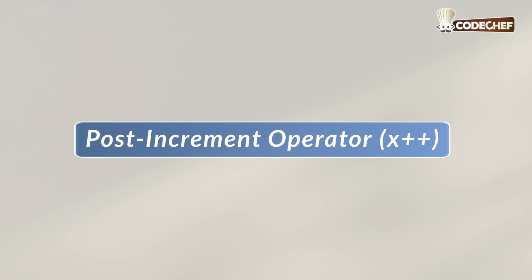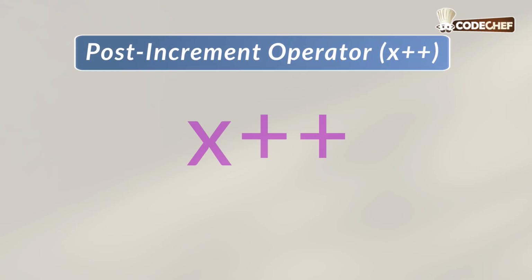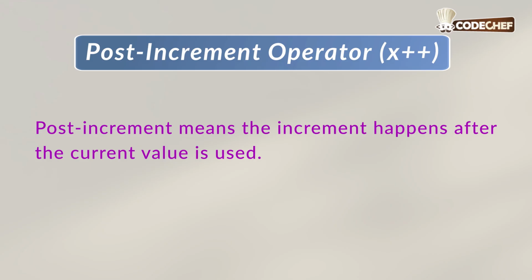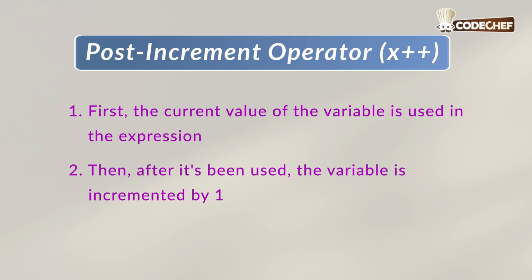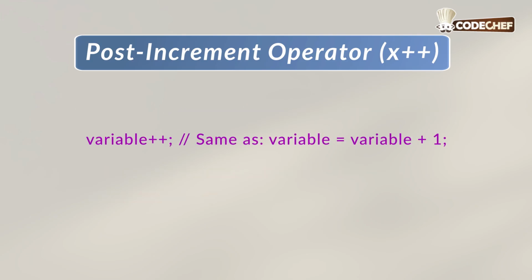Let's start with the post-increment operator, which is written as x++. The word post means after. So, post-increment means the increment happens after the current value is used. Now let's see how it works. First, the current value of the variable is used in the expression. Then, after it's been used, the variable is incremented by 1. The syntax looks like variable++, same as variable = variable + 1.